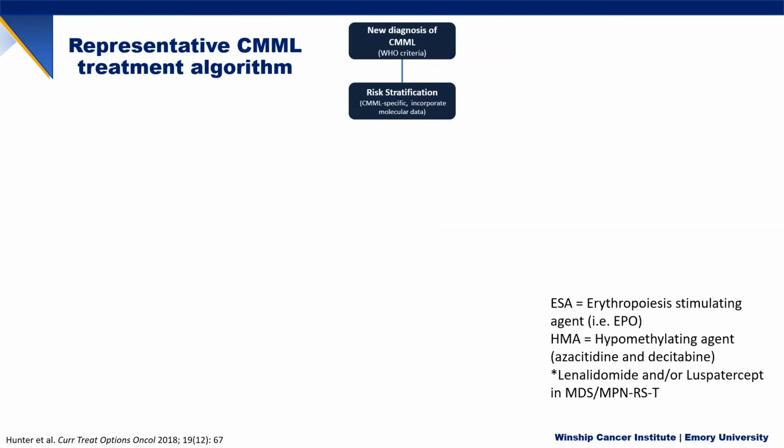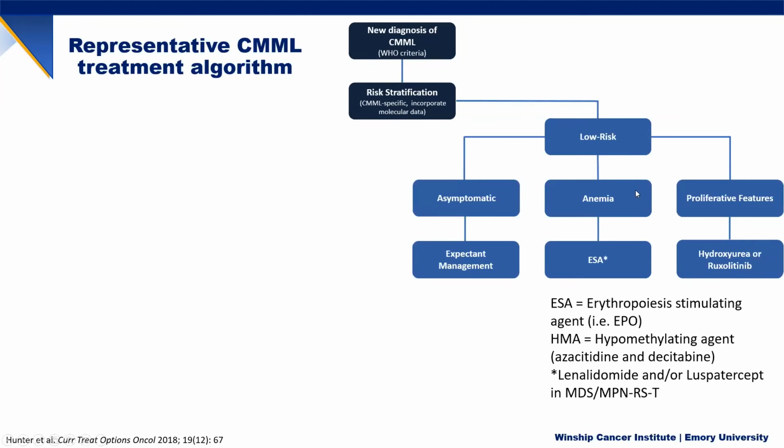So here's a treatment algorithm from the paper I published in CMML a couple of years ago. This is clinically unique to CMML, but really does apply for the most part to all of these diseases. So again, the initial branch point in how we're determining treatment is determining how aggressive we think the disease is going to be, using the genetics and some of the scoring systems to help us determine that.